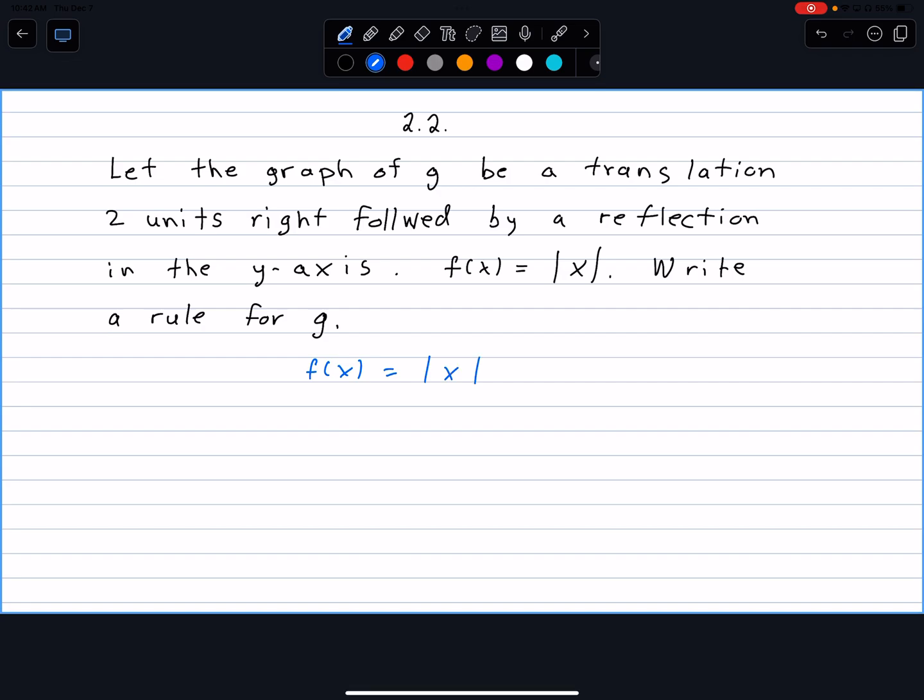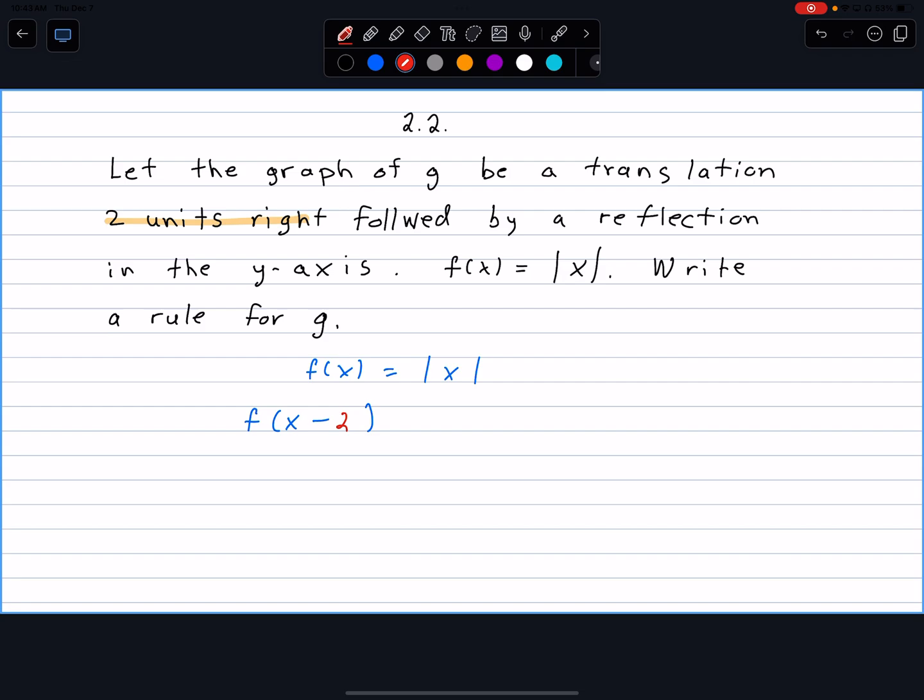The first thing that we are going to do is translate the graph 2 units to the right. Reminder, when you are translating something left or right, that's an h value. So in other words, we are going to be replacing h with some number. It's going to the right, so I'm going to replace it with a positive 2. If it had been to the left, I would have plugged in a negative 2, making it x minus minus 2, which would have been x plus 2.